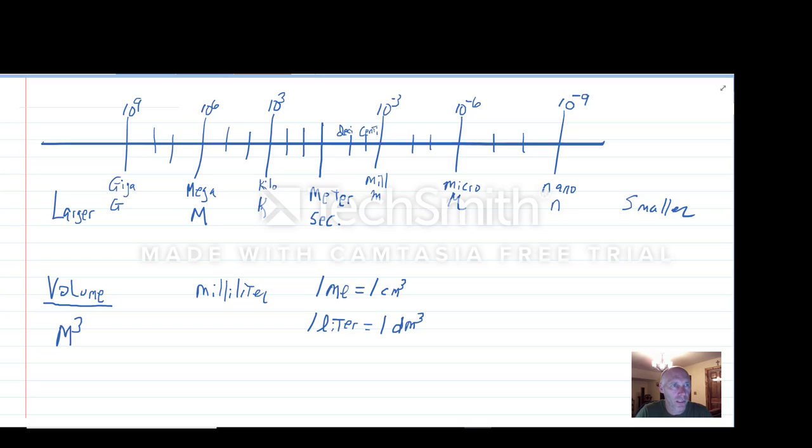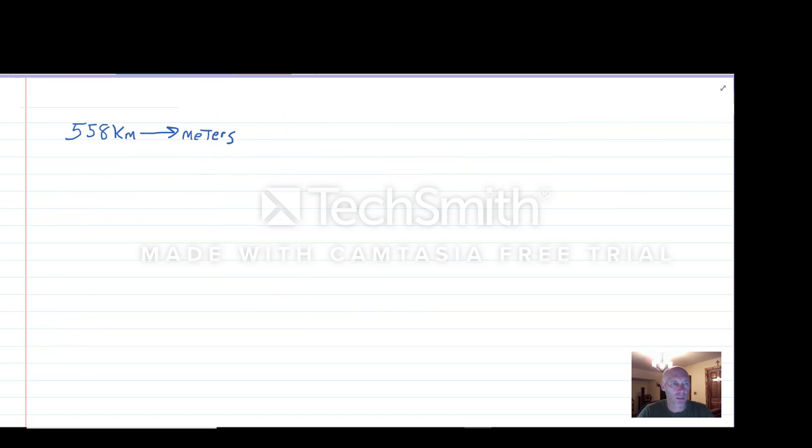So we go to our loop chart here. I'm at kilometer, and I want to go to meter. So I'm going to go 1, 2, 3 loops to the right. That's why I'm going to move my decimal. Okay, so my decimal is not written on here, but it's assumed to be at the end.